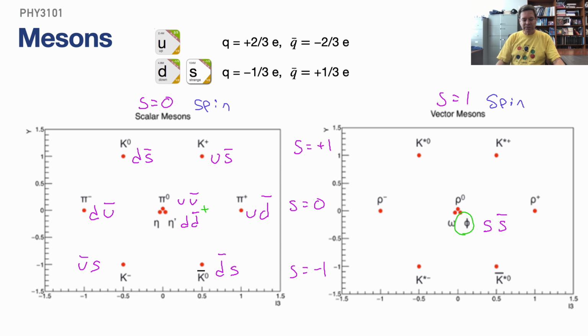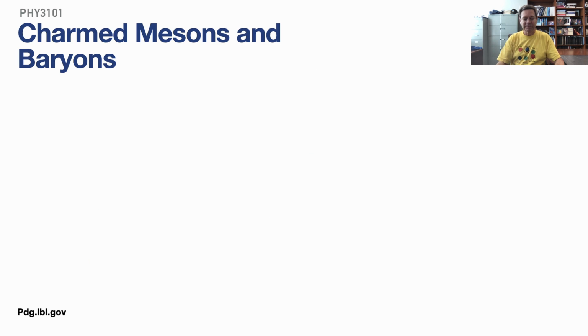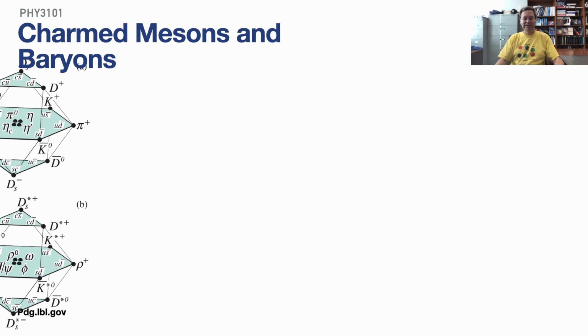Okay, so this was an example showing you how to construct the mesons and the baryons from the first 3 quarks in the standard model of particle physics. However, there were more quarks, right? What about those? What about the charmed mesons and baryons, for example? And then there's also bottom mesons and baryons. But let's just concentrate on the charmed ones for now.